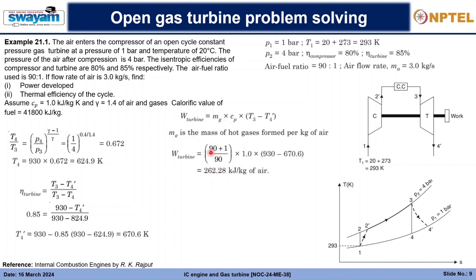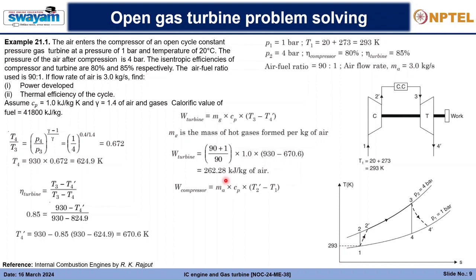So 90 plus 1 divided by 90. So basically 1 plus 1 by 90 and into 1, that is the Cp of the gas is same as that of air, and the temperature difference between T3 and T4 dash. And accordingly, we have the work done by the turbine to be 262.28 kilojoule per kg of air.